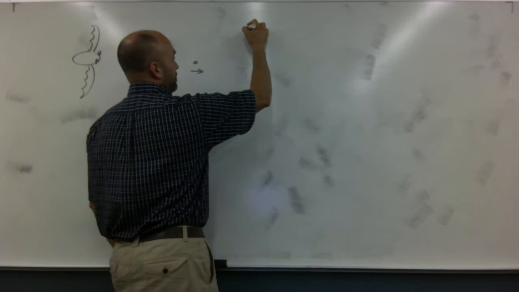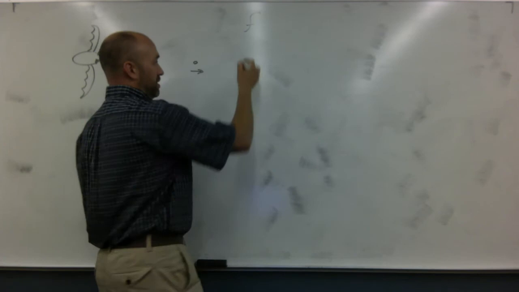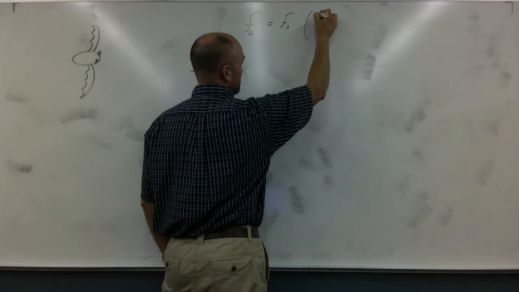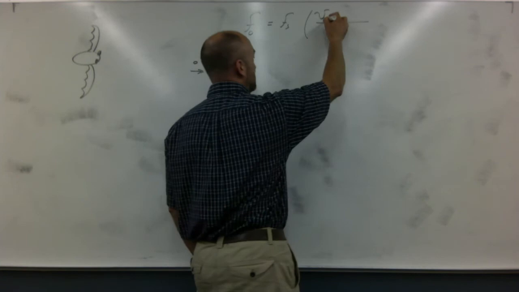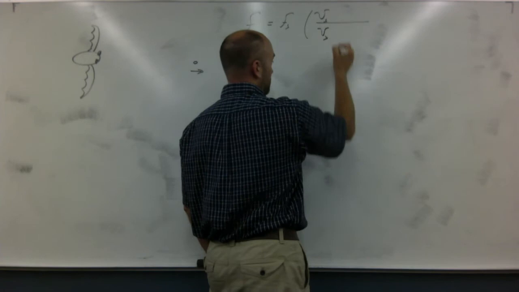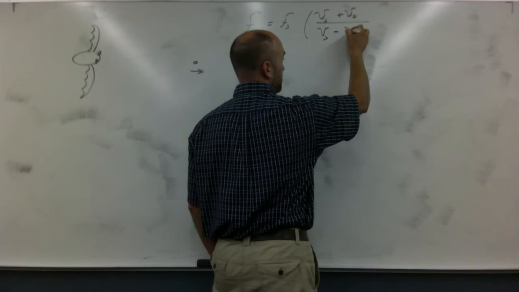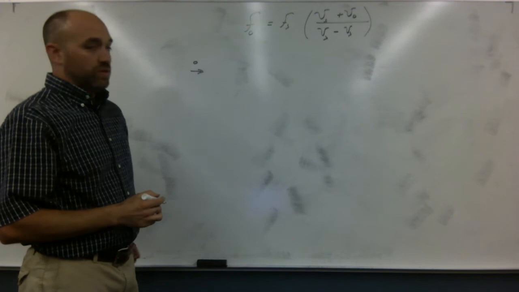So the equation for this, and do you have your equation sheet handy? Because I never remember this. I think it's frequency observed is equal to, and I don't remember after that, something like the frequency of the source times the speed of sound, minus or plus, I forget which way it goes. On the top is V sound plus V of the observer, V sound minus V source. So this is the equation we're going to use.